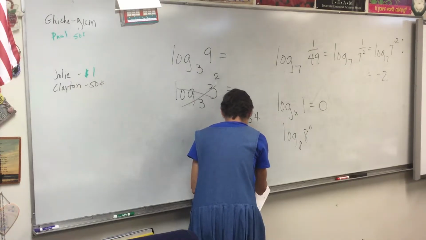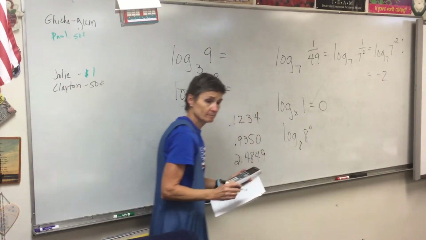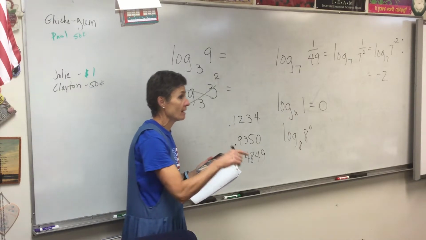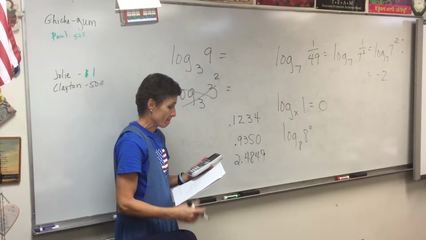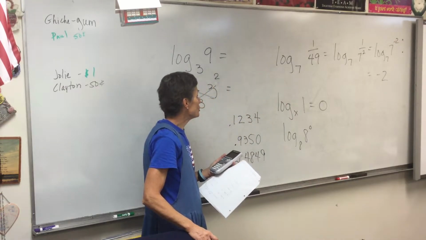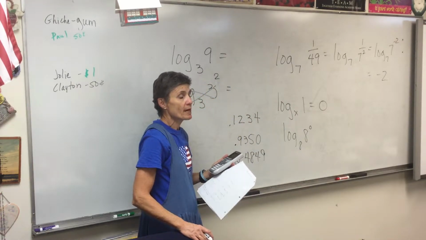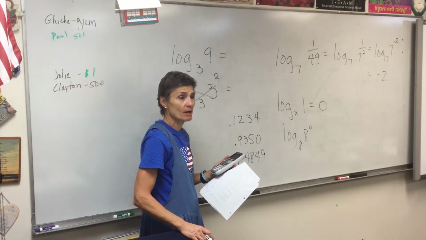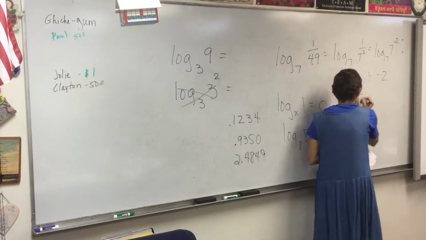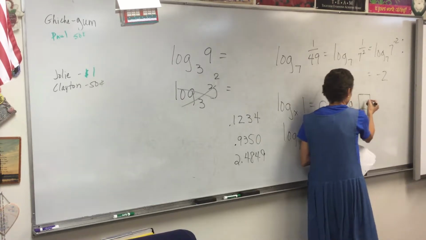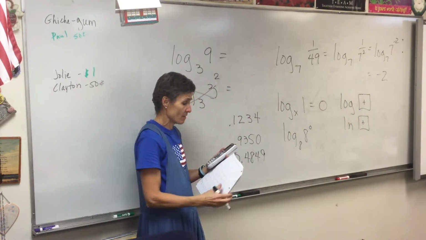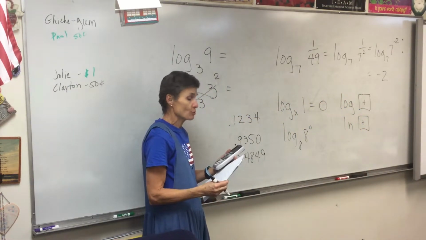Did you get 2.4849? Okay, don't make it hard. You press ln 12. All right, how about C? Can you press that one for me? No solution. Boys and girls, you cannot take the logarithm of a negative number. So when you have log or ln, this number right here, whatever it is, has to be positive. You cannot take the logarithm of a negative number. So C is no solution.